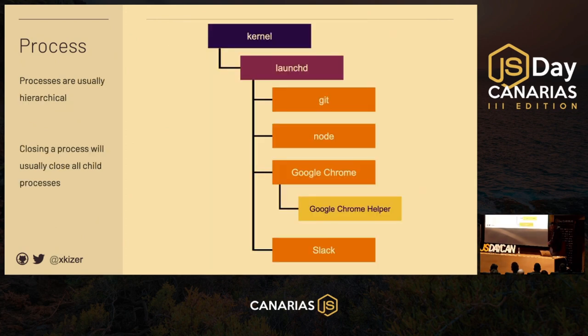Processes are usually hierarchical. If you open the task manager of your computer, you probably see something like this. This means that this process, for example, started this, and this process started this. Now, if you close this process, it will also close the child process. If you close launchd, it will close everything in your system. On Mac, you may not be able to close launchd, but in some Linux distributions that allow you to do anything, you can actually close it. I mean, you can experiment.